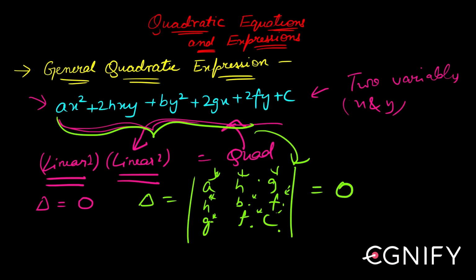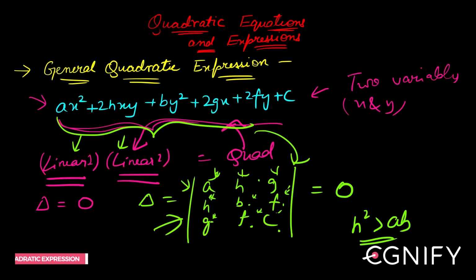This delta should be 0. Basically this is the determinant of this matrix. The determinant of this matrix should be 0. If the determinant is 0, then I can always convert this into this form and this form, right? So also your h square should be greater than ab. So majorly this is the condition that you will verify, and if this condition is verified, you will try to convert this general quadratic expression into linear 1 into linear 2 form, because only then they are convertible, right?